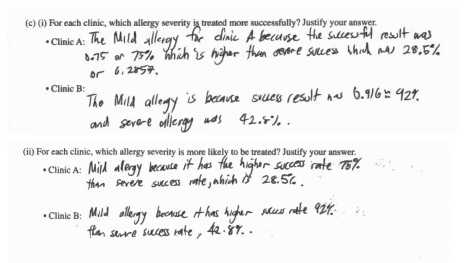Part II, mild allergy because it had the higher success rate, 75%, than severe success rate, which is 28.5%. Clinic B, mild allergy because it has a higher success rate, 92%, than severe success rate, 42%. No. Because remember, in Part II, they were asking, who are they more likely to treat? This got a P.